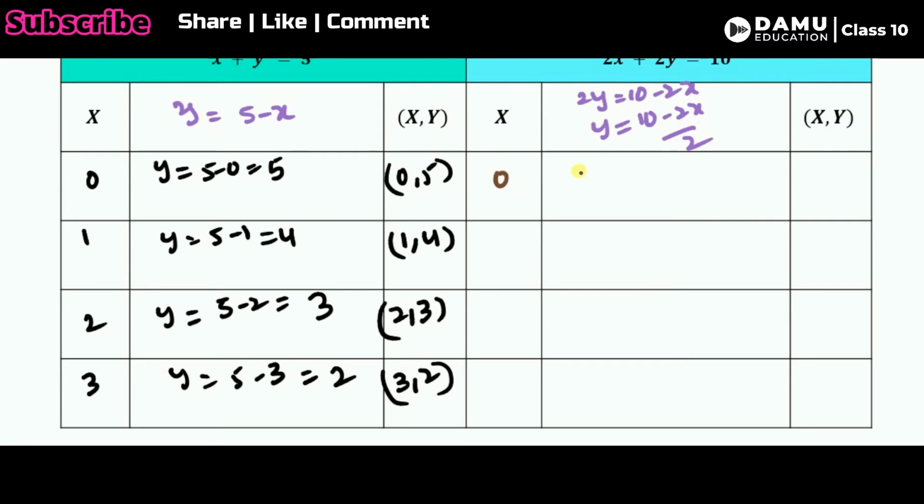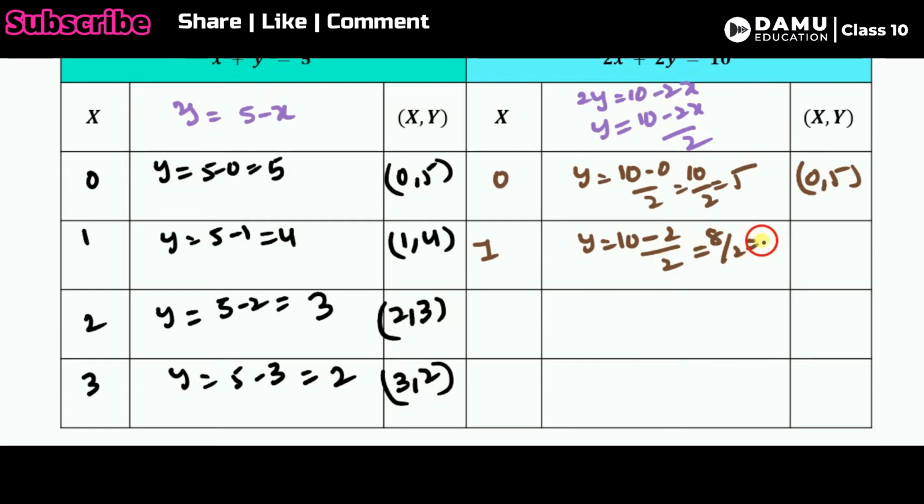Let's keep x as 0, then y will be equal to (10 minus 0) by 2, that is 10 by 2. What answer will we get? 5. So 0 comma 5. Let's take x as 1, then y will be equal to (10 minus 2) by 2, that is 8 by 2. We will get 4. Then 1 comma 4.